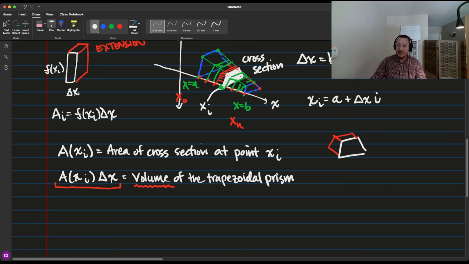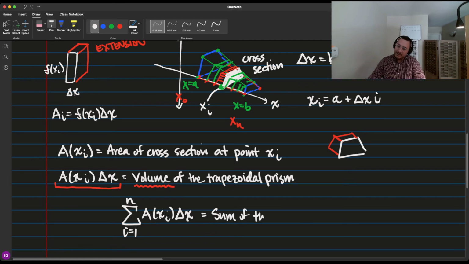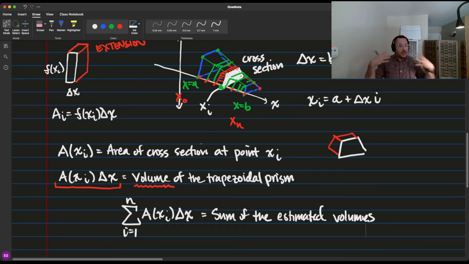that's just doing the sum where i equals 1 to n of A(x_i) delta x. This is equal to the sum of the estimated volumes. And you're like, oh, that's going to be pretty close to the actual volume that I want, right? If you estimate that volume by just a couple trapezoidal prisms, you're going to get pretty close to the volume that you wanted. Just like how we used to take the rectangles and add them together, and that was pretty close to the area that we wanted.